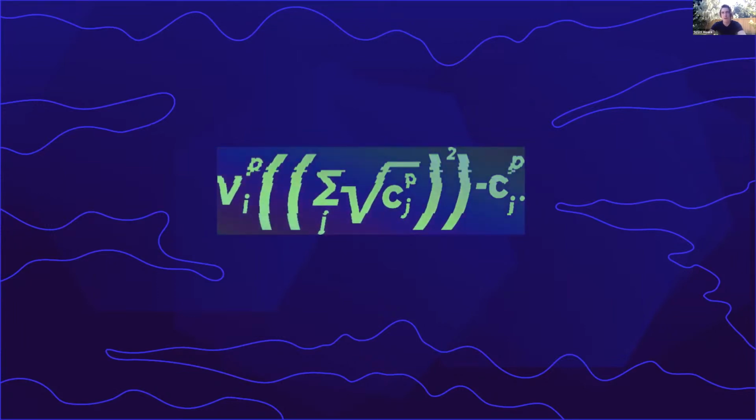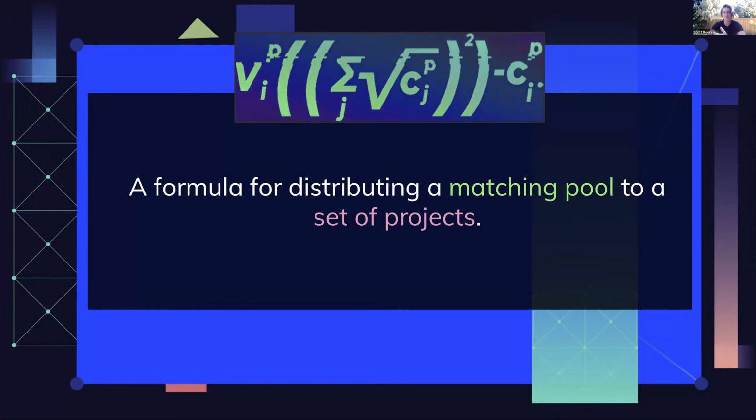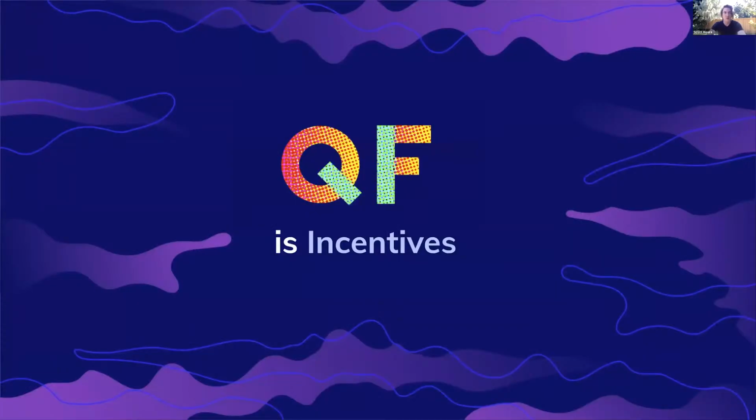So it's almost, and we'll get to this a bit later, a more democratic way to fund public goods. That's the key insight: it is an economically optimal, but also democratic, way to fund public goods. And more practically, it's a way to distribute a matching pool to set projects. It's a way to get $50 matching for a $1 donation. And as a result, it's about incentives.